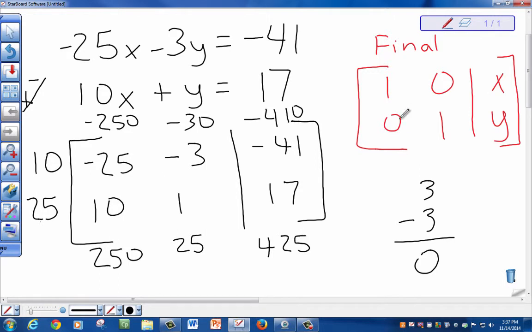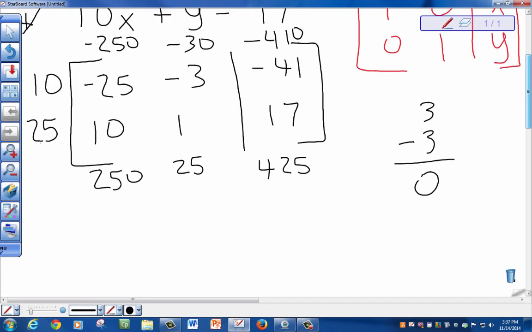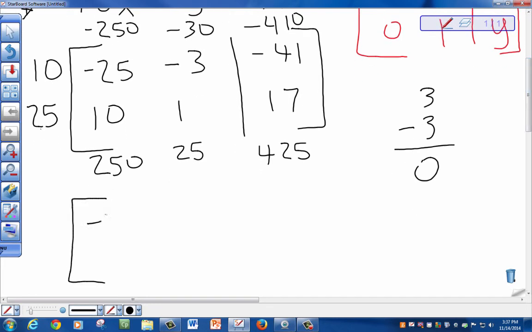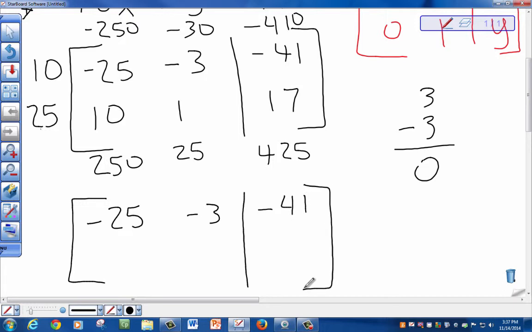Before we continue, since we're changing this 0, we only change a row at a time. That means this row will stay the same. Having that, we know our first row is going to stay the same. And in our second row, our numbers are going to come when we add these numbers. So the first number, we have negative 250 plus 250, which will give us 0. If our solution is not 0, that means we did something wrong in our multiplication. Next, we have negative 30 and 25, which will give us negative 5, and negative 410 and 425, which will give us 15.